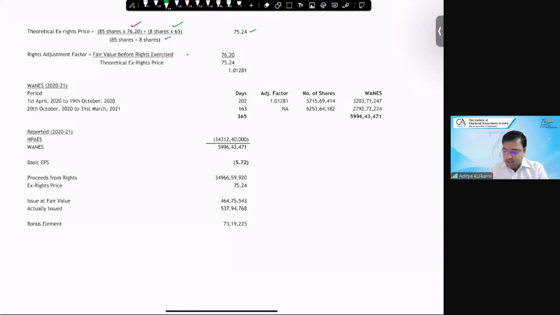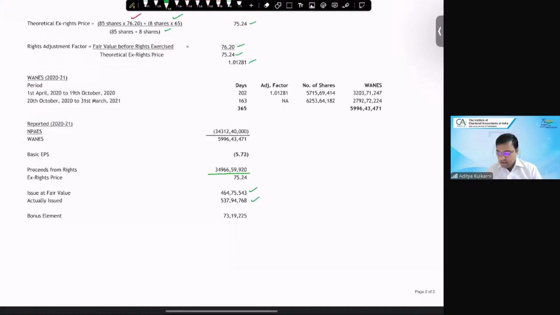So my rights adjustment factor is 76.2 divided by 75.24, which is 1.01281. It is the same as before, only the numbers are bigger. So it means you have actually issued 465 crore shares at fair value, but you actually issued 5.38 crores. So 73 lakhs is the bonus element in your shares. Did you understand this? Yes, sir.